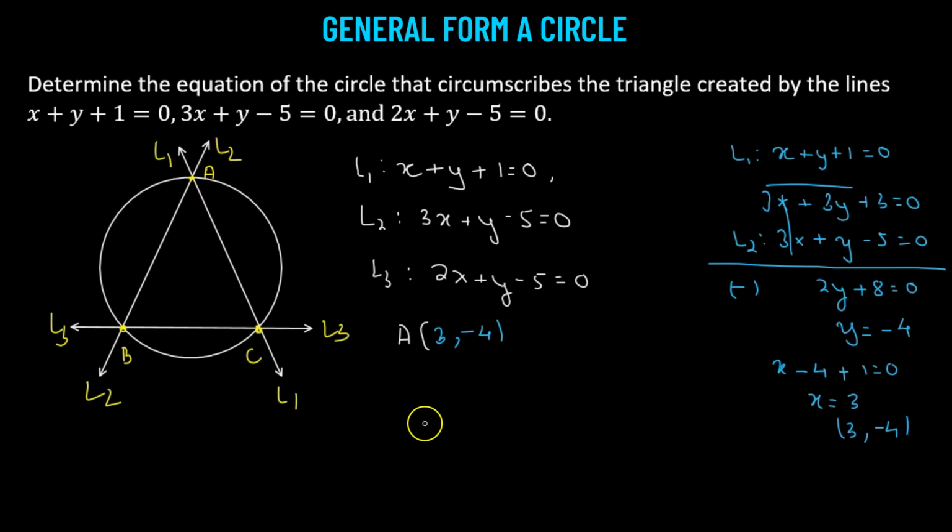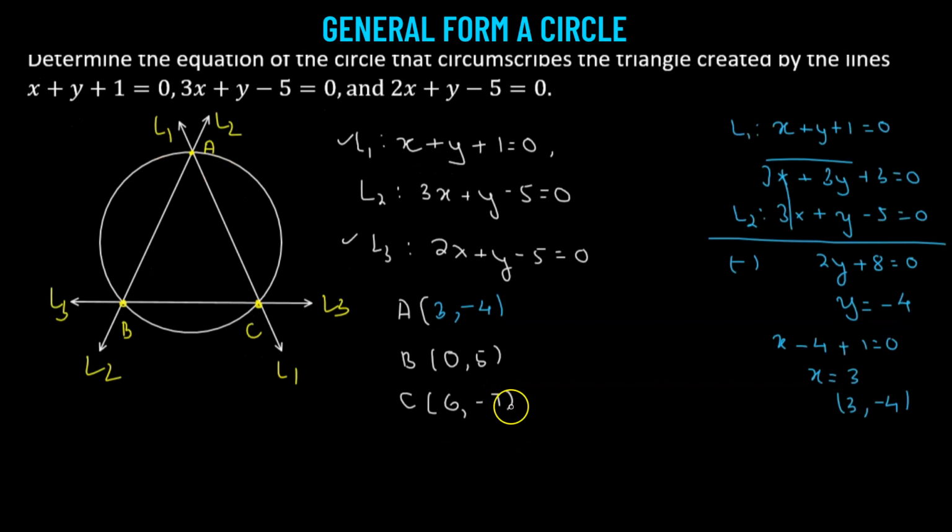Now coming to the next point B. B corresponds to the intersection between line L2 and L3. Using the same procedure, we can solve equation 2 and equation 3 of line 2 and line 3 respectively to get the coordinate point 0, 5. And finally, we'll solve for point C. To find out C, all we have to do is solve the equations L3 and L1. And that's going to give us the point 6, negative 7.